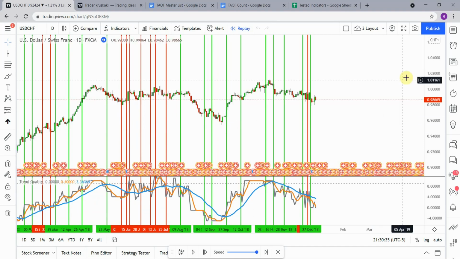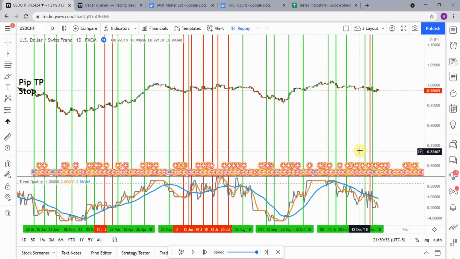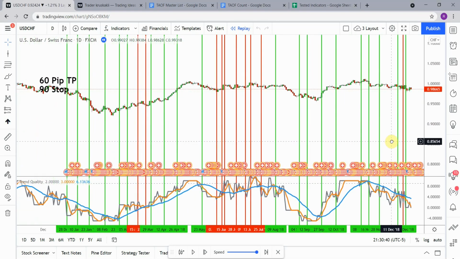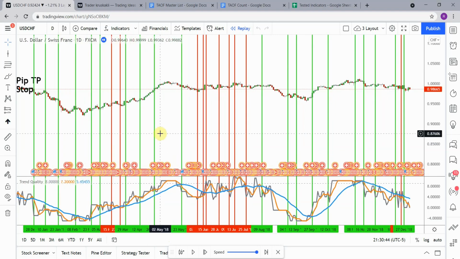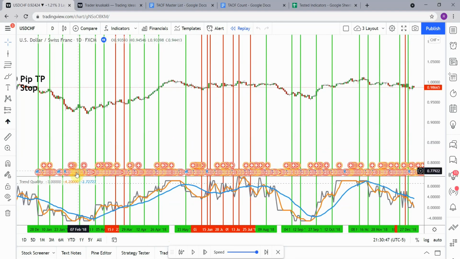All right, let's go ahead and get our indicator in focus here. That is a really good number of trades in 1 year's time. Let's go ahead and count them out and see what we get.